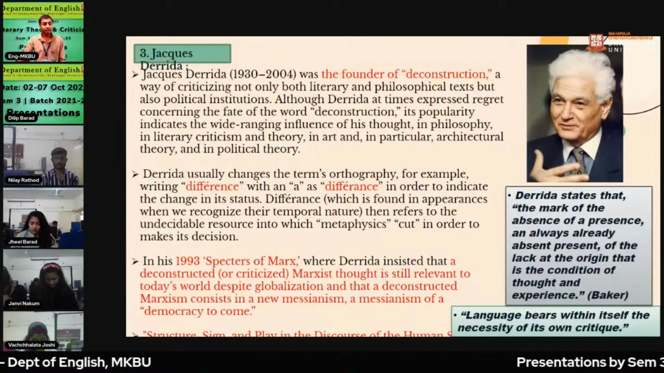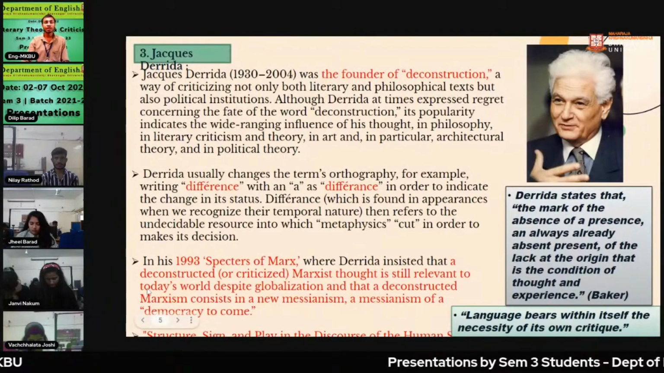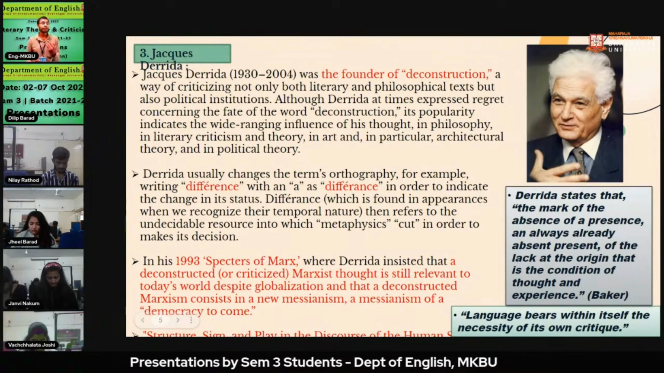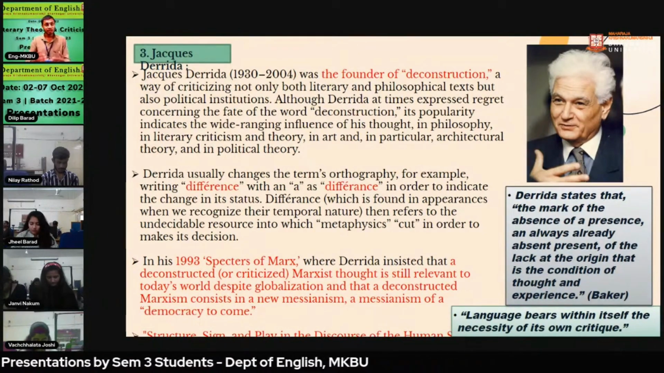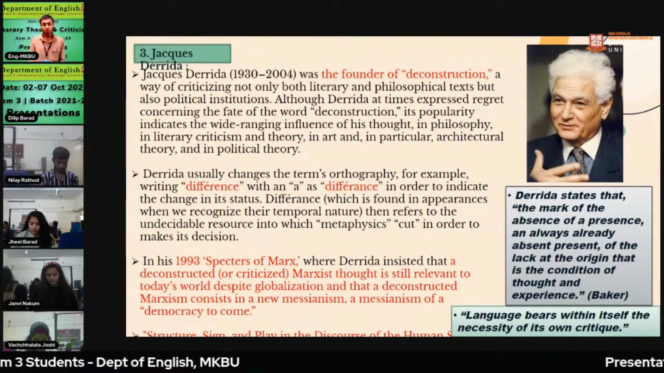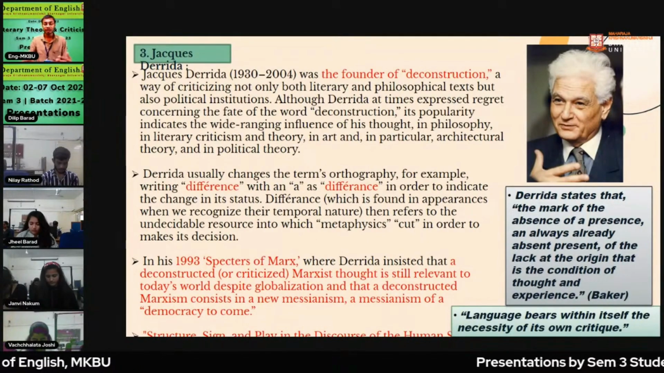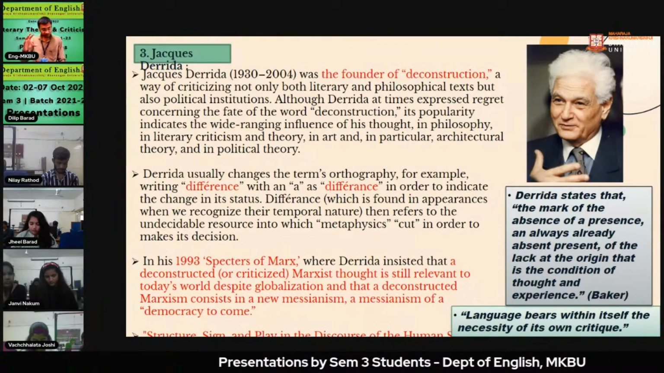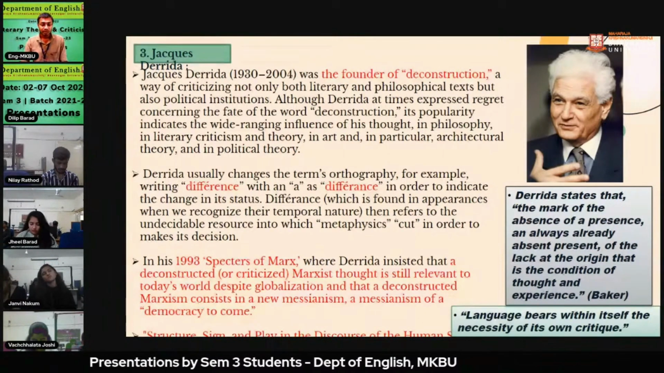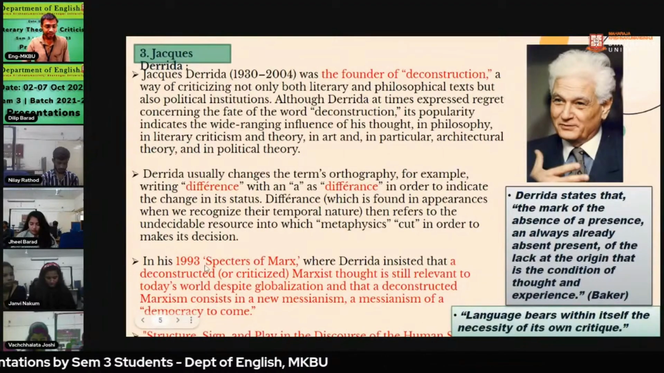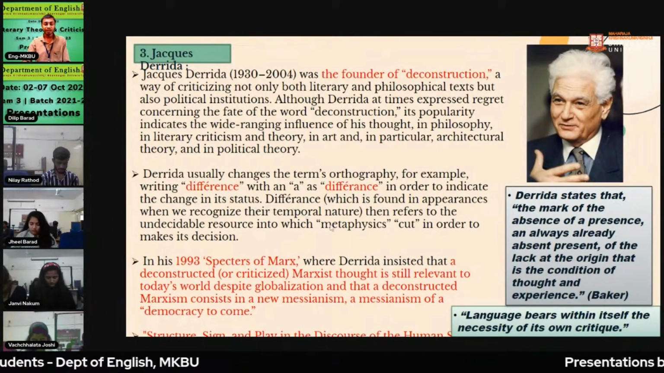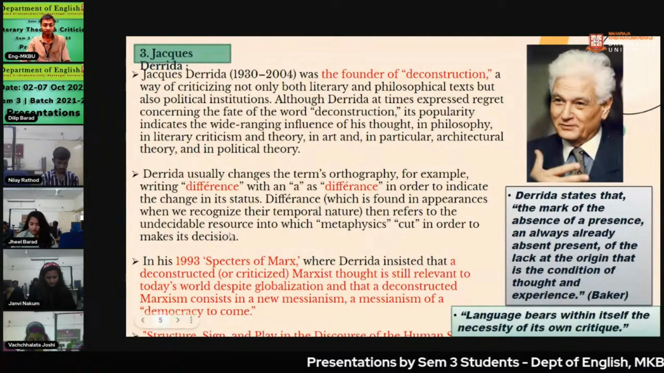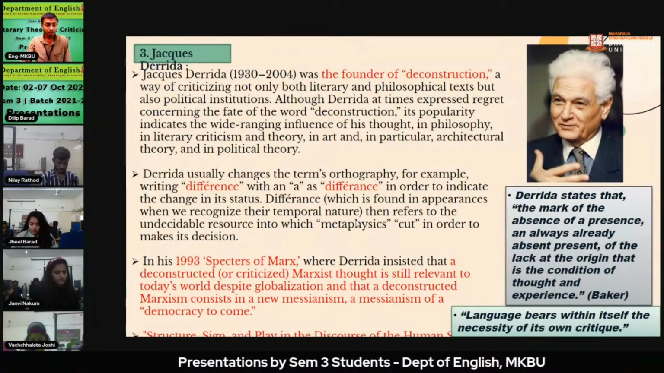So why do we need to postpone? Because when we are interpreting some text, we cannot say it is the ultimate meaning. We have to postpone our interpretation. Like there can be some more also. So the whole loop is unlimited. It is like an everlasting loop, so we cannot reach a particular position that okay, this is this. It will also lead to something else, like in order to indicate the change in status or difference which is found in appearances, when we recognize the temporal nature, it refers to the undecidable resource into which metaphysics cuts in order to make its decision.